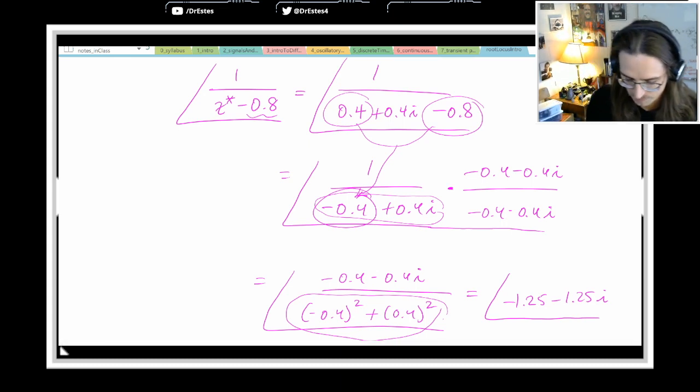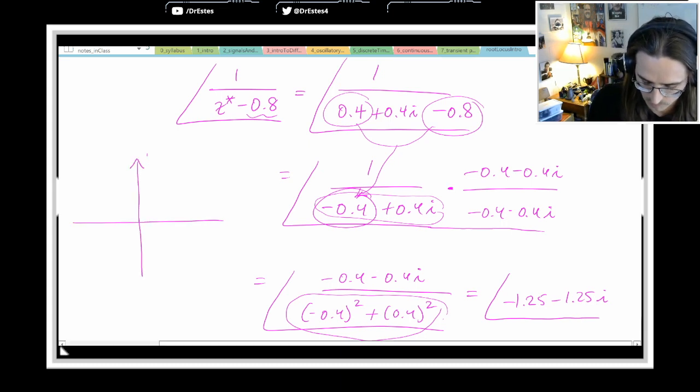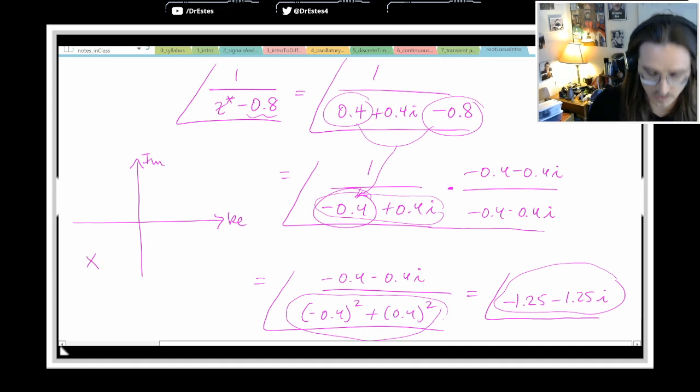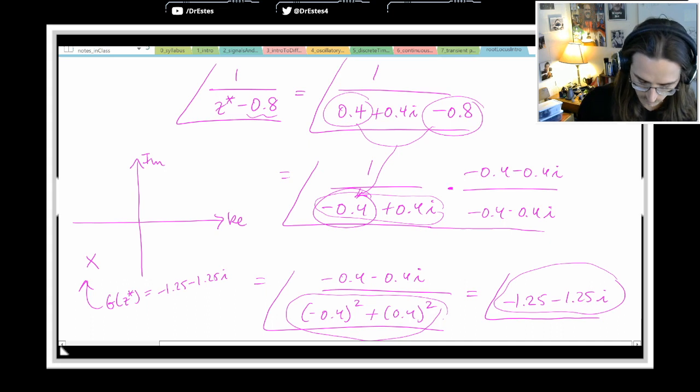Okay, so remember the definition of the phase angle. You have the complex plane, so imaginary axis, real axis, and I'm going to throw this complex number into the complex plane. Let's say it's over here. So this is g of z, sorry. Minus 1.25 minus 1.25i. So I'm going to draw a ray from the origin through this point.